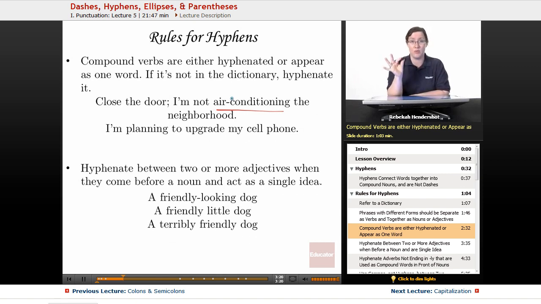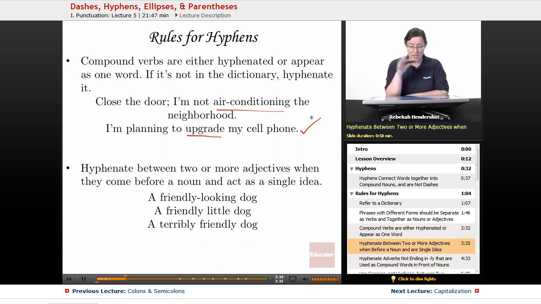But there are some verbs that sound like two words but are not hyphenated. They're really just one word. So I'm planning to upgrade my cell phone. It's used as one word. This is why I keep saying check the dictionary.